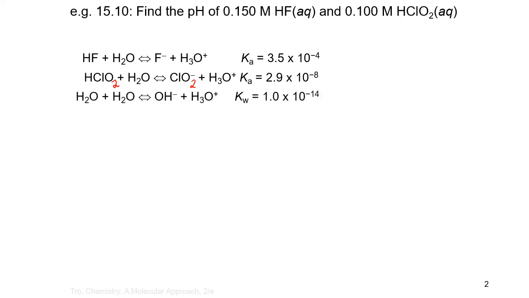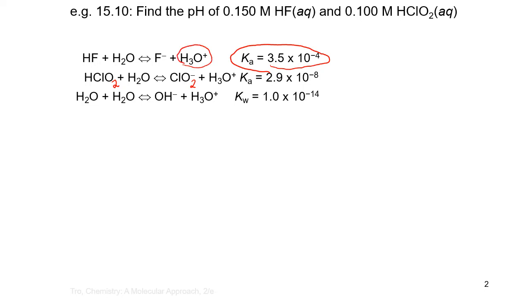Okay, we look at its Ka, and we also have to remember we have the contribution of water. So if we look at these 3 Kas, or Kw for water, which one is going to be the strongest? The HF is going to be the strongest because it has the largest Ka value. So this is going to be the greatest contribution to our H3O plus.